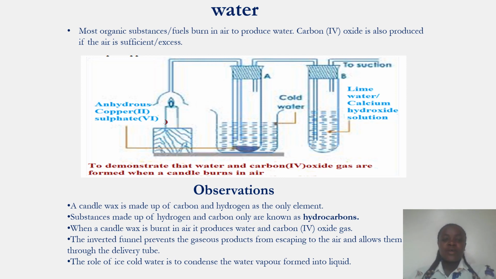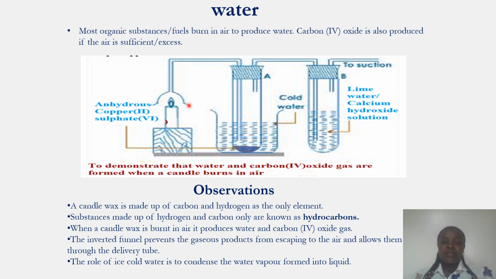So we can see how we can prepare water in the laboratory. We say that most organic substances or fuels burn in air to produce water. But in insufficient or in excess air, there will also be production of carbon dioxide. So when we burn most organic substances in air, we produce two substances, that is carbon dioxide and water. So in our laboratory, we use a candle. A candle is an organic substance. And when we burn a candle, we form two products, that is carbon dioxide and water.